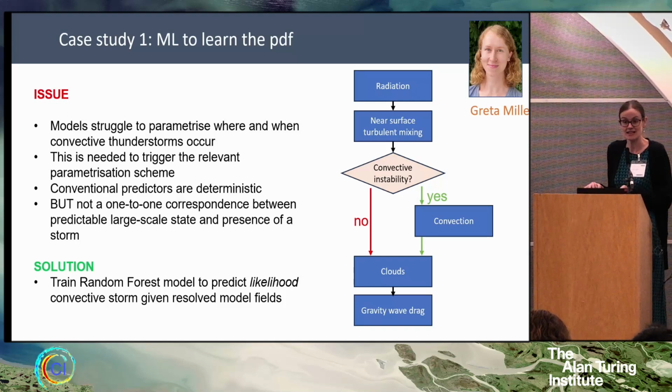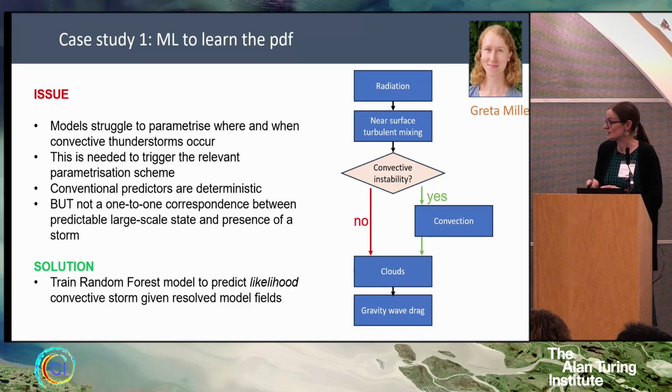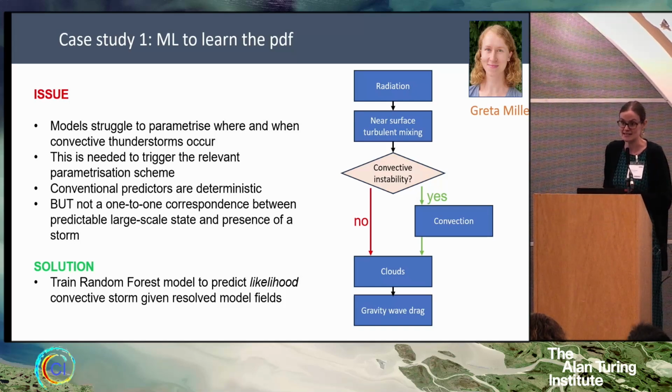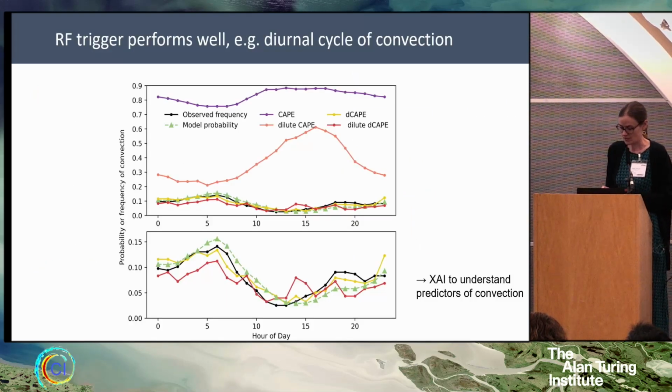So the solution that we've tested is to train a random forest to predict the likelihood of convection given the resolved scale state. As a proof of concept so far, we've been focusing on the ARM Southern Great Plains data set, which is a very high quality observational data set, but Greta's currently extending this to a more global data set. And what we find is that the random forest performs remarkably well.